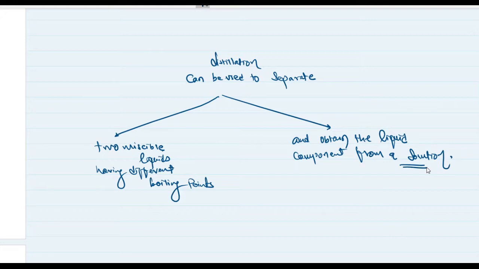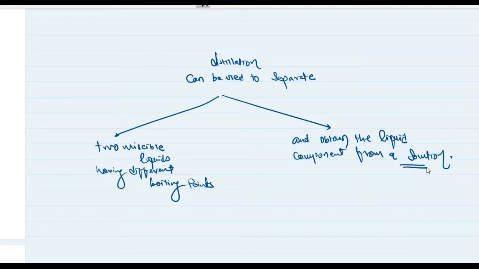For example, you have a salt water mixture. From the mixture of salt water, if you want just water, what you can do is use the process of distillation. In distillation, we heat the mixture, the solution. All the liquid component gets evaporated and gets collected in a condensation chamber or a condenser chamber.